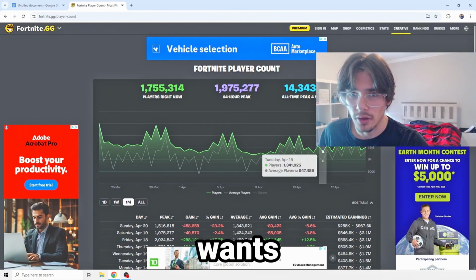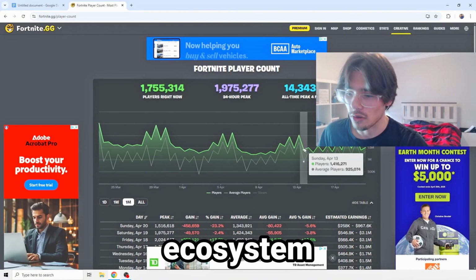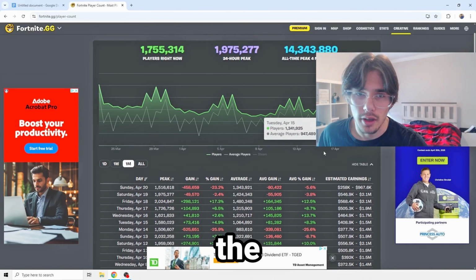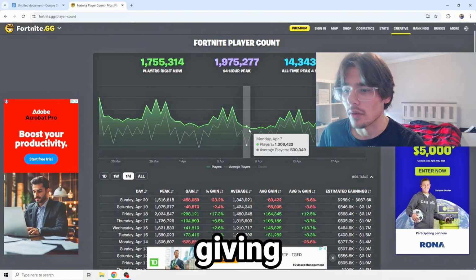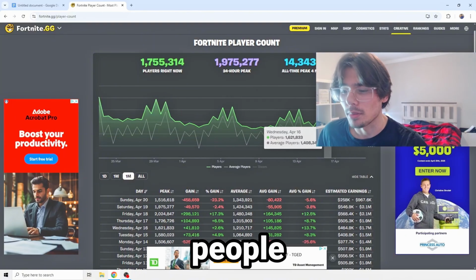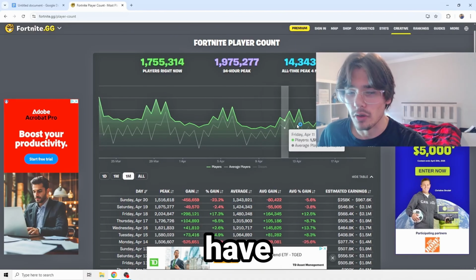And the reason why Fortnite wants this is because they want to bring in more people to their ecosystem. If more people are spending their time on Fortnite, they're obviously going to spend more money because they're more attracted to the game. So the whole ideology on why Fortnite's giving us so much money, right? 40% of their income, $250 million, is because they want you to bring people into the Fortnite ecosystem with your maps and have those players spend money.